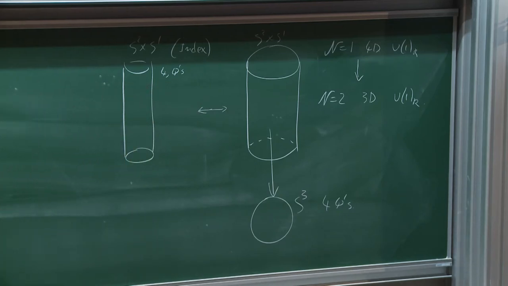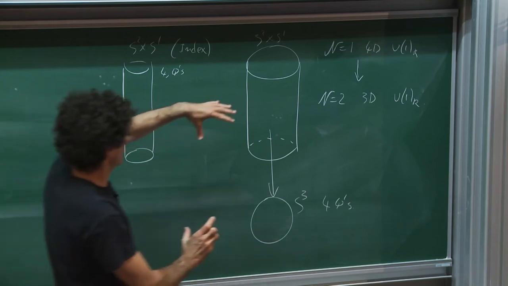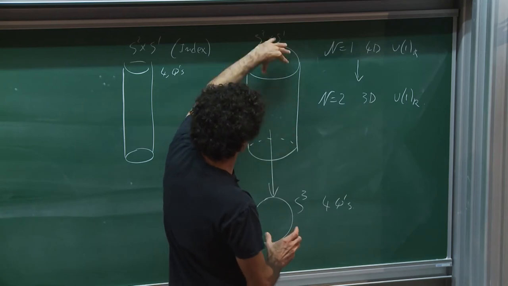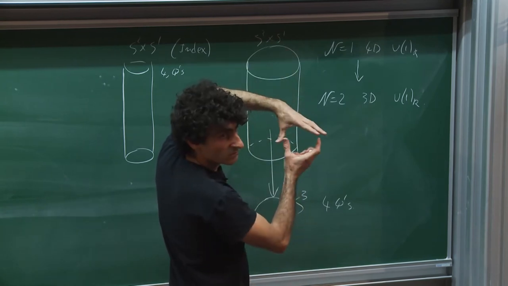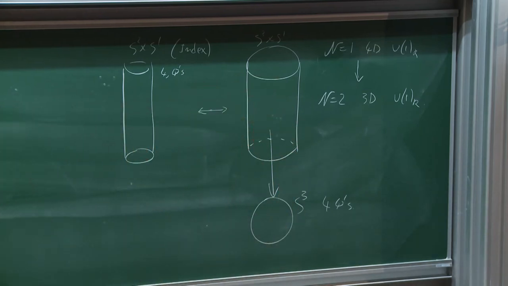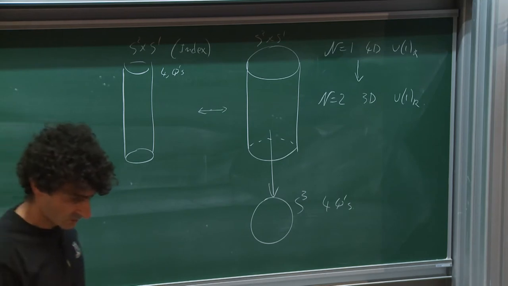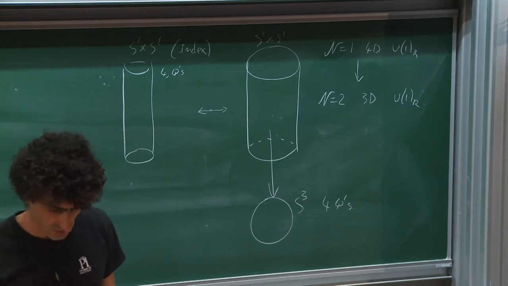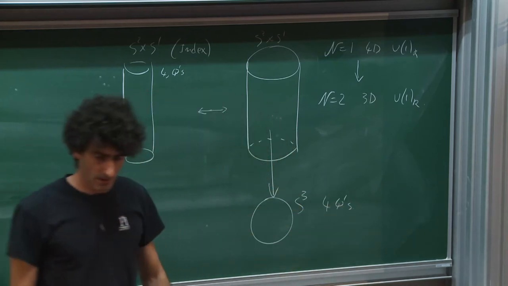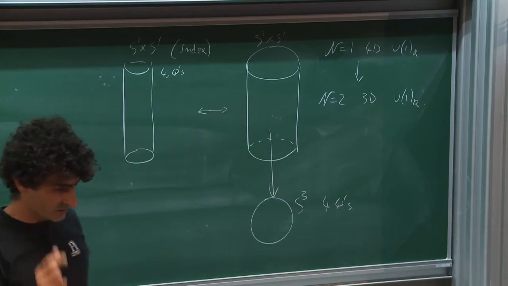Rational squashing? No, not rational. You can just decide to take this S3 here and identify it with the S3 here after a rotation by an arbitrary angle, and then you get an arbitrary squashing. You don't get the most general squashing in this way, but all these squashings will in particular preserve 4 supercharges, because they only involve the SU(2) right.